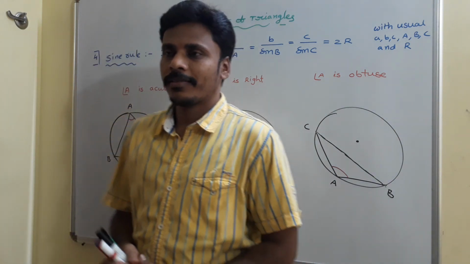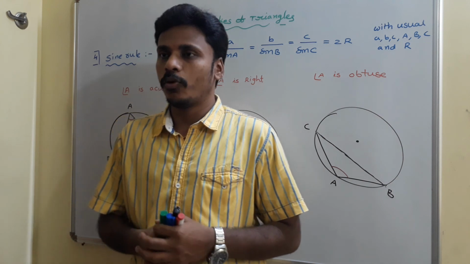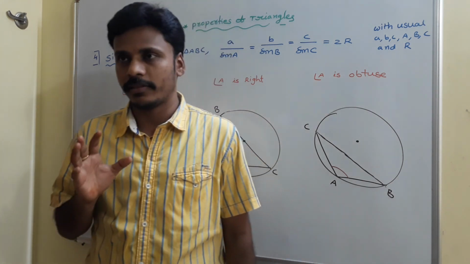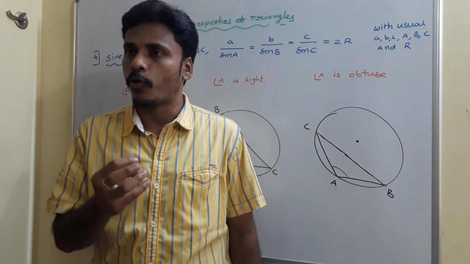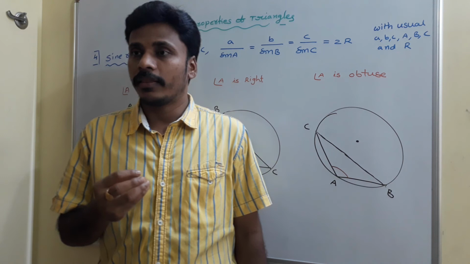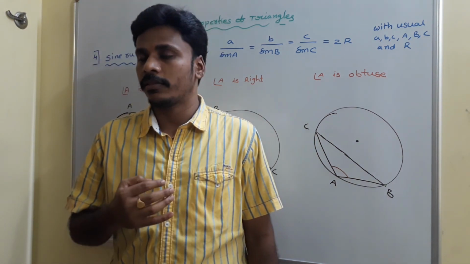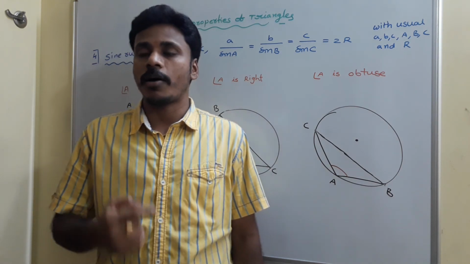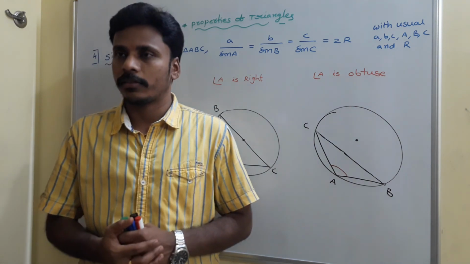Good morning, students. In the last class, we discussed some prerequisites to enter into properties of triangles. Basically, properties of triangles deals with the different properties of triangles. For a triangle, we have three sides and three angles. We call them six components. Analyzing those six components of a triangle basically happens in properties of triangles.